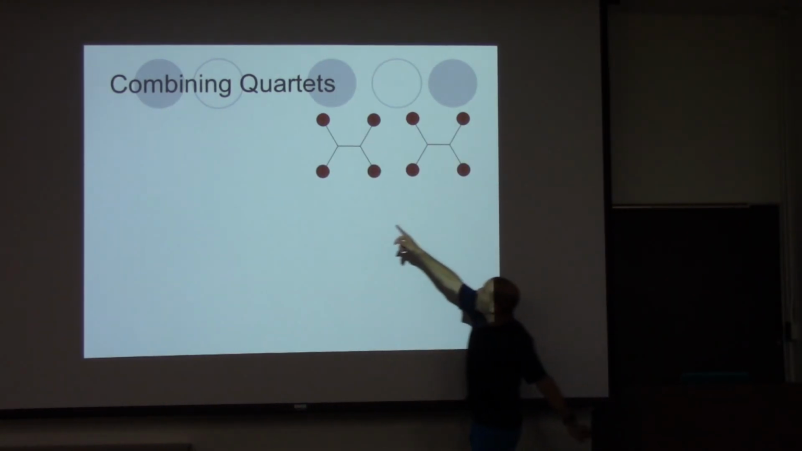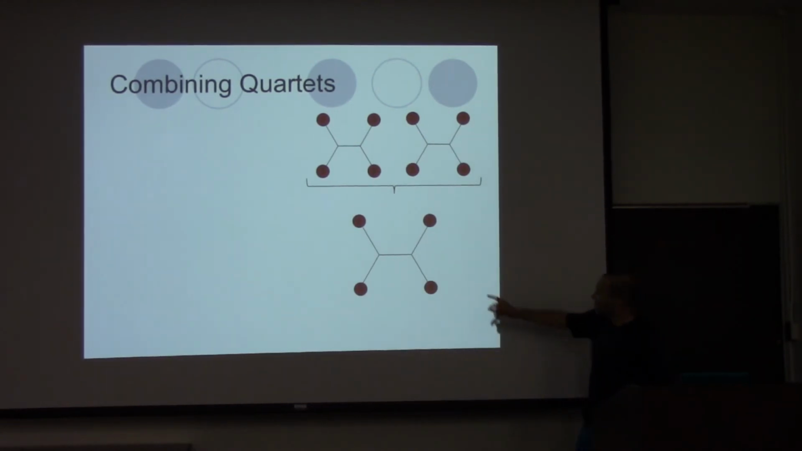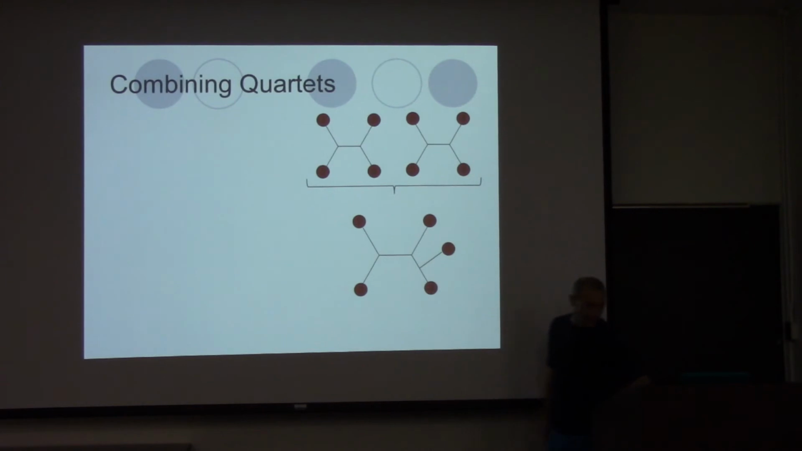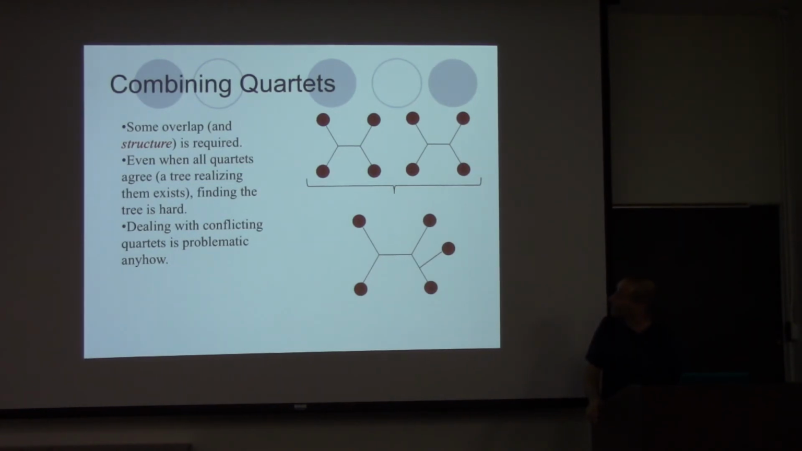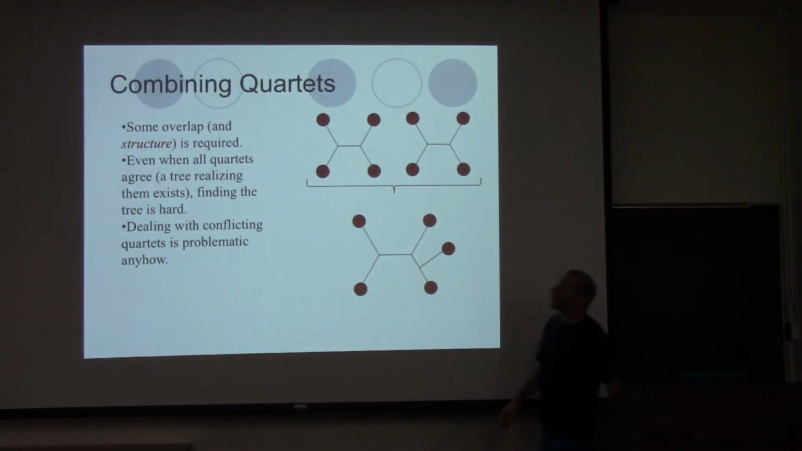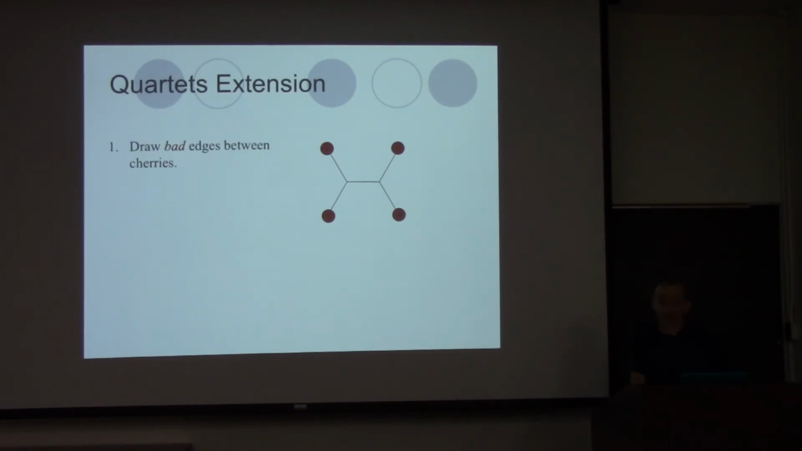However, sometimes we have 1, 2, 3, 4, and 1, 2, 5, 4. Now it's not so clear where 5 can be. Let's see where we put 5. It can be either here, or here, and actually even here. So we have three possibilities, which will later influence how we solve all the problems. So some overlap and structure is required, and this is important, even when all quartets agree on a tree. A tree realizing them exists, but finding that tree is hard. This is such a fundamental difference from triplets. Okay, so quartet extension. We now have the same graph, but we have here the edges.